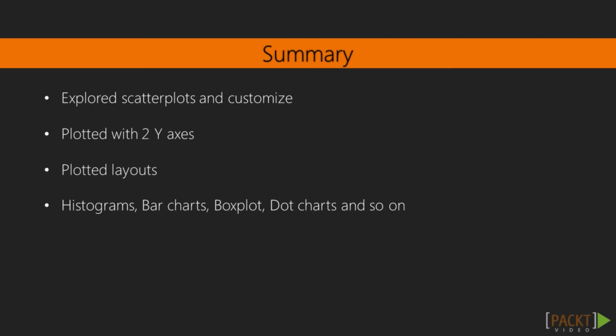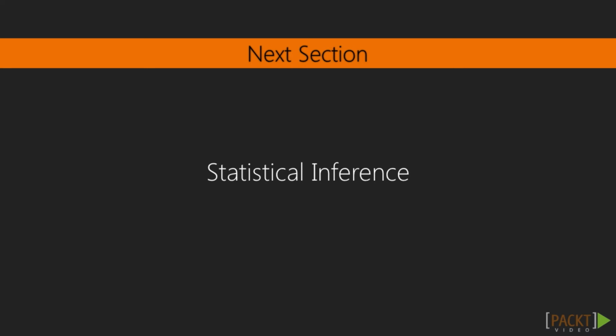So in this section, we have learned how to create and modify various types of plot using base graphics. We learned how to create scatter plots and customize them, how to make a plot with two y-axes, how to adjust and change plot layouts, and finally, how to make other types of plots such as histograms, bar charts, box plots, dot charts, etc. In the next section, you will be introduced to the essential statistics concepts that will be useful to understand and gain a clear perspective of statistical modelling and machine learning concepts.